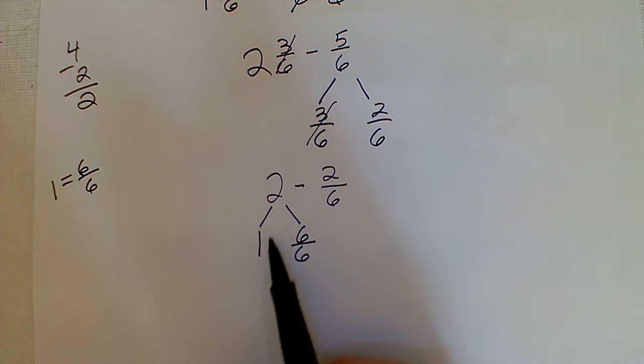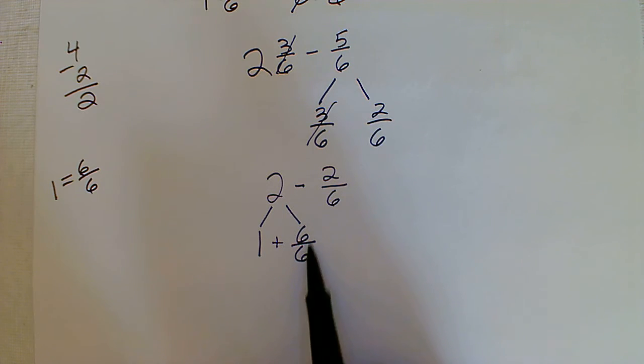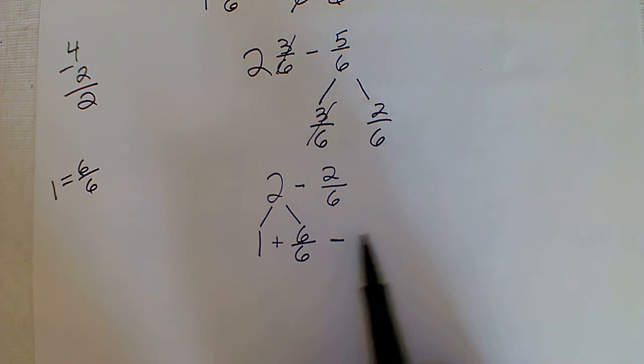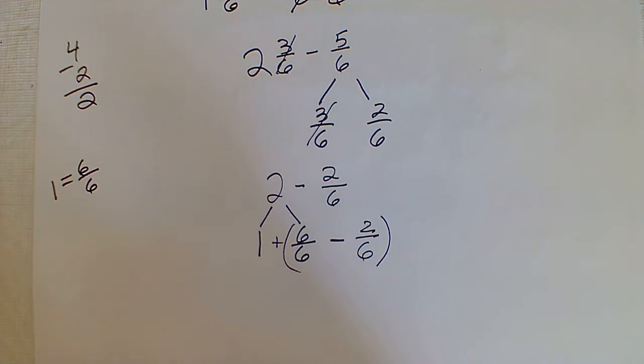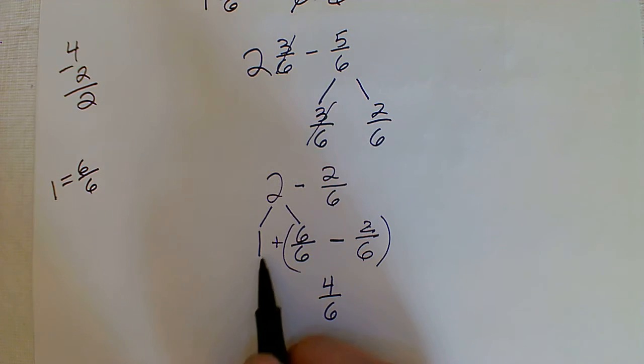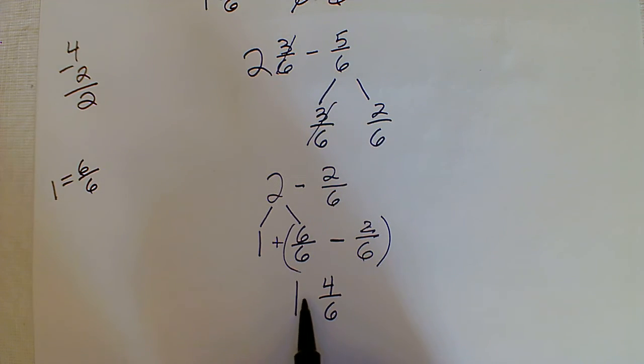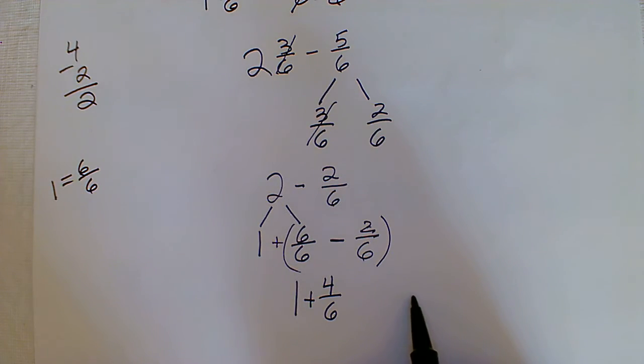So now I have that 2 is the same thing as 1 plus 1, or 1 plus 6/6, because that's just 1. And now we want to subtract from that 2/6. So now let's just deal with this part of it. 6/6 minus 2/6 leaves me 4/6. 6 pieces minus 2 pieces leaves me 4. But I still have that 1 added onto it. So we'd have 1 plus 4/6, which is the same thing as just 1 and 4/6.